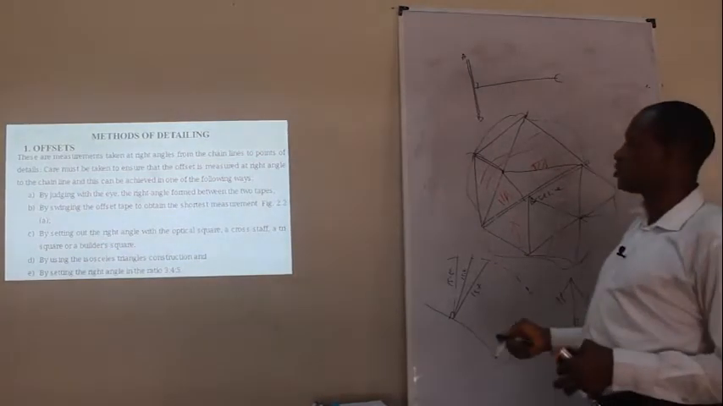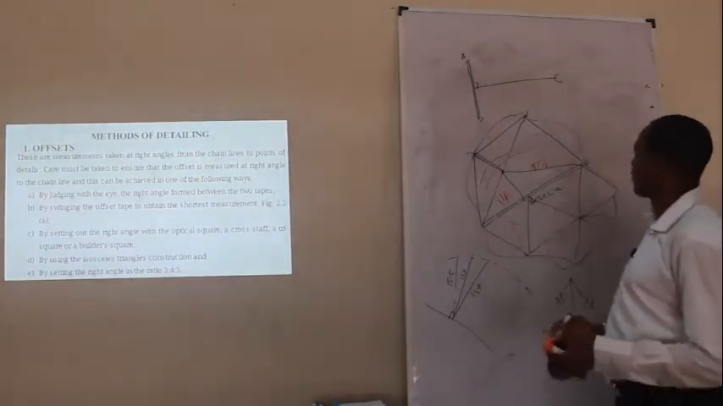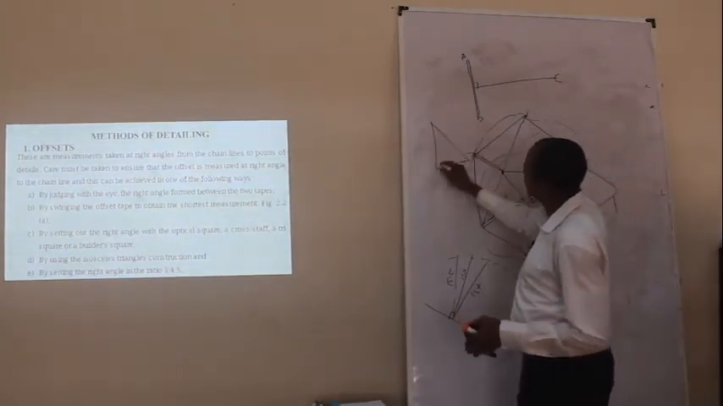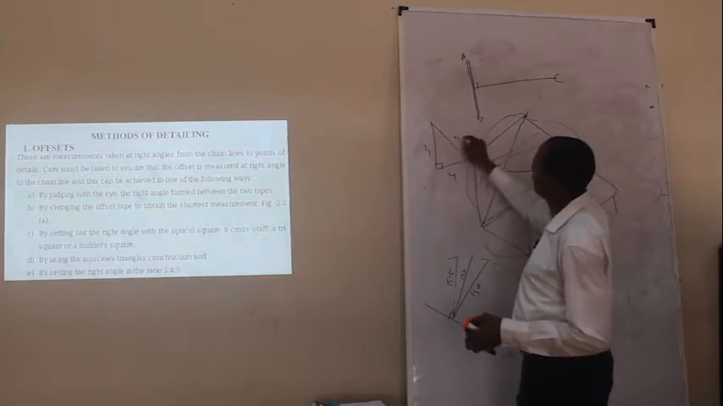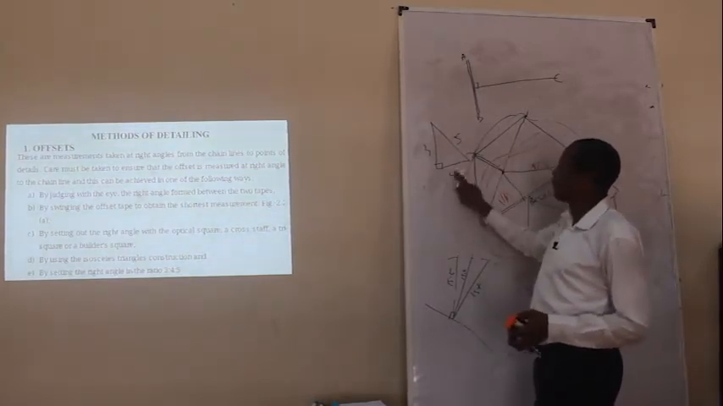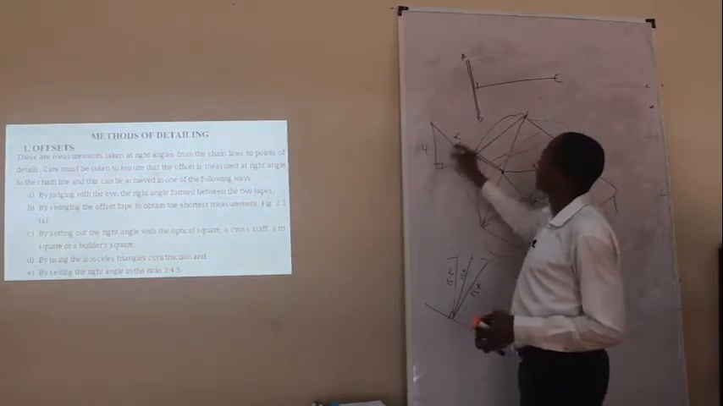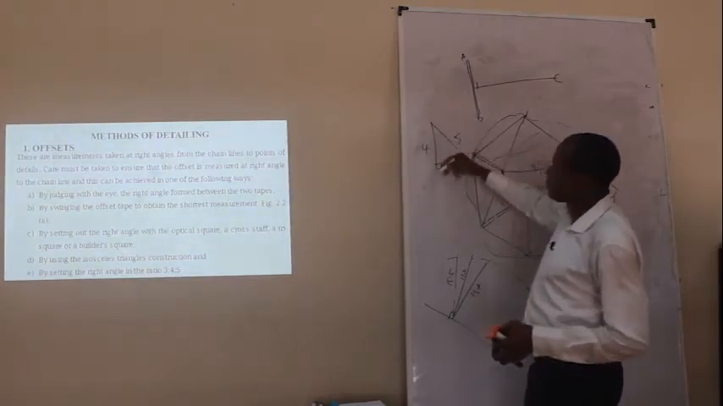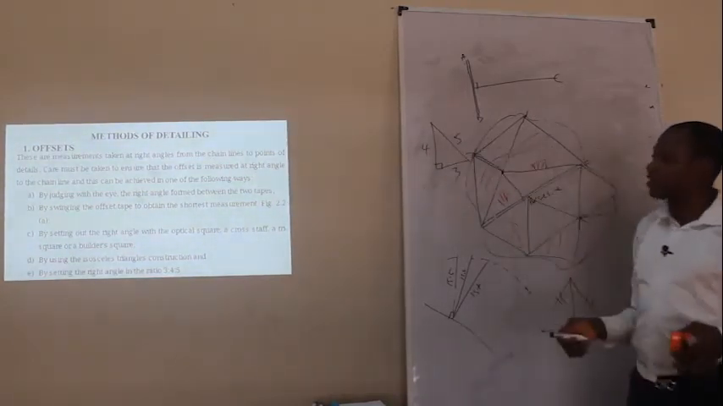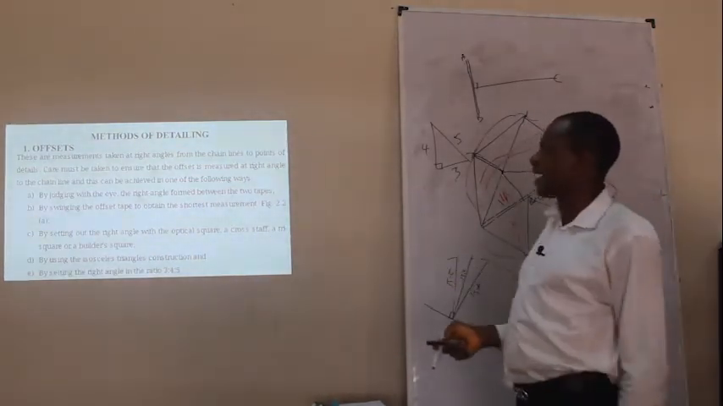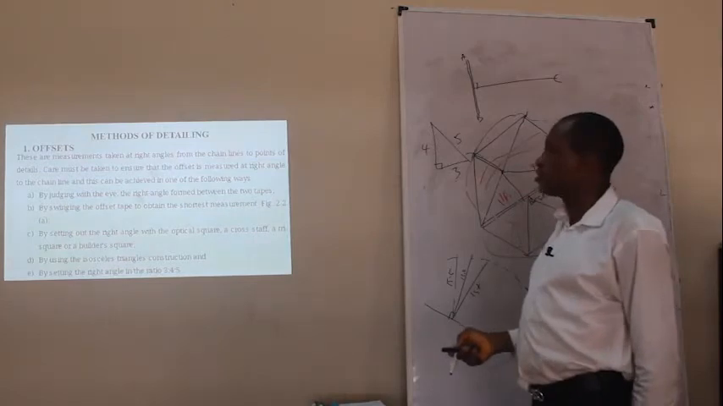Then another one is the 3, 4, 5 ratio, like in your Pythagoras theorem. You can choose 3, 4, 5, or 4, 3, or any such set. 3, 4, 5, the hypotenuse is there. So with this, we can determine our rectangle. So these are ways of achieving perpendicularity to a line.